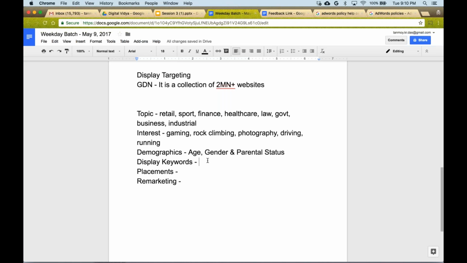Display keywords. With respect to display keywords, in this particular type there is no concept of categories. You don't get any categories like topic targeting, like the above three. Here we list down a number of keywords, the way we put keywords in our search campaign, and we try to explain our nature of business to the Google Display Network. Based on that understanding, the Google Display Network gives us websites.